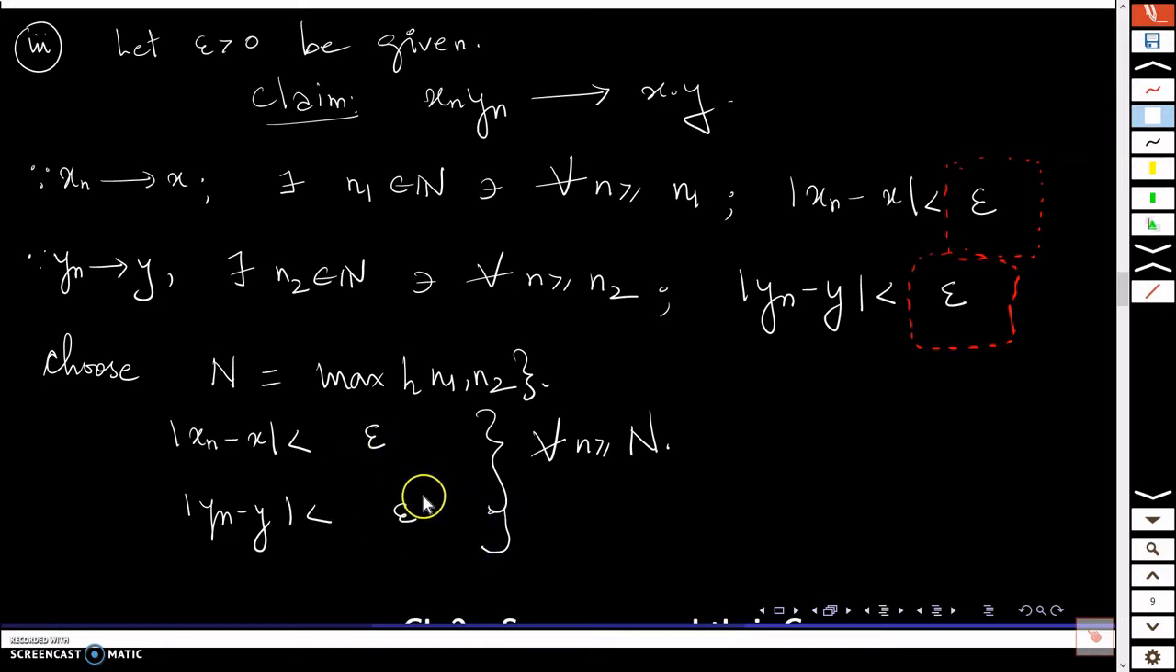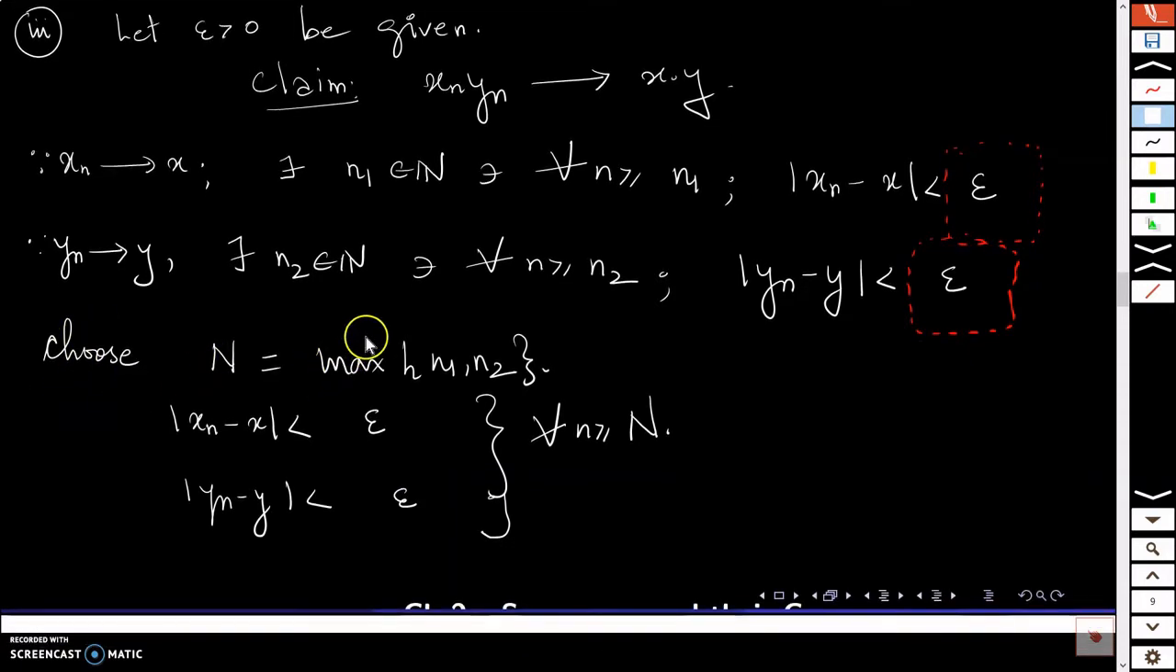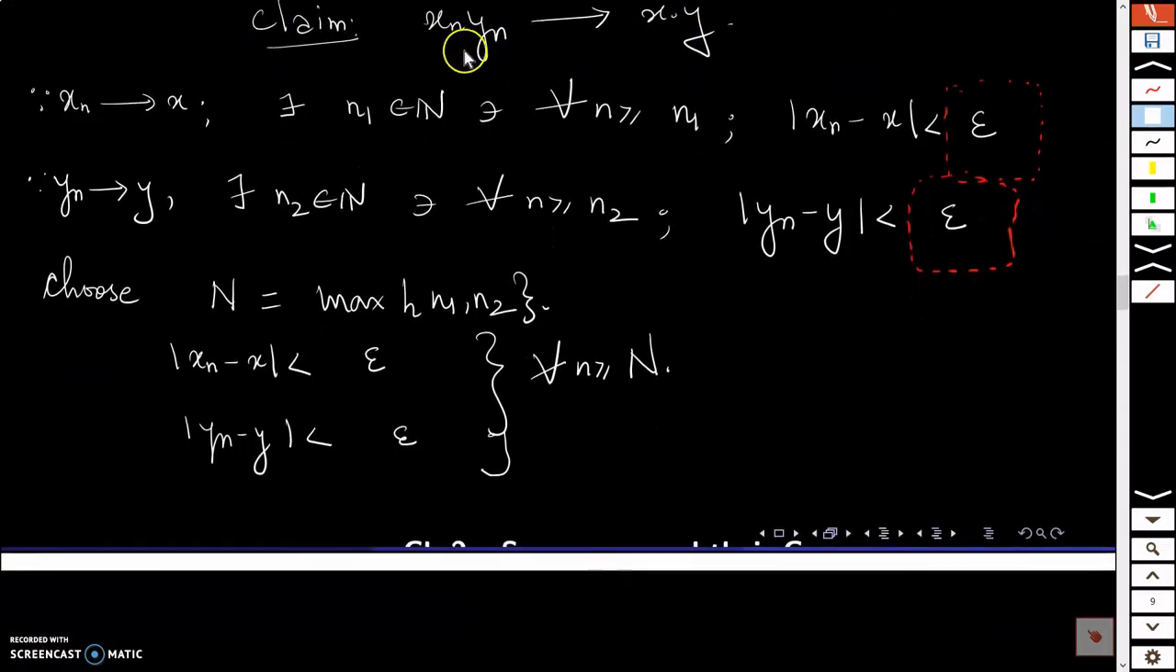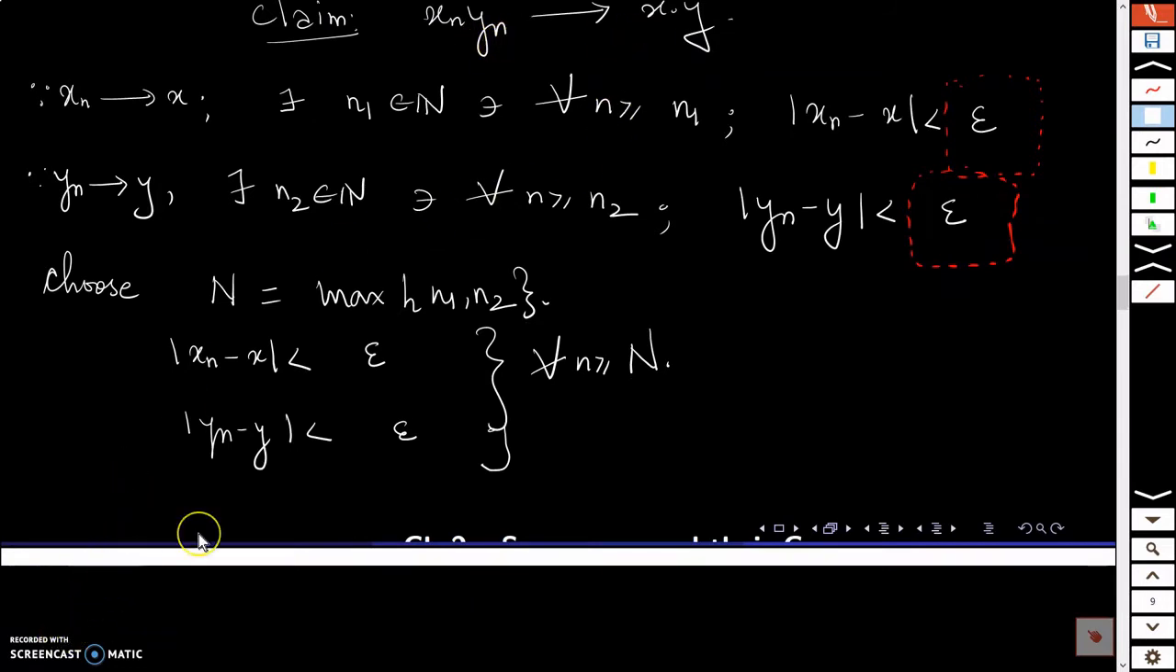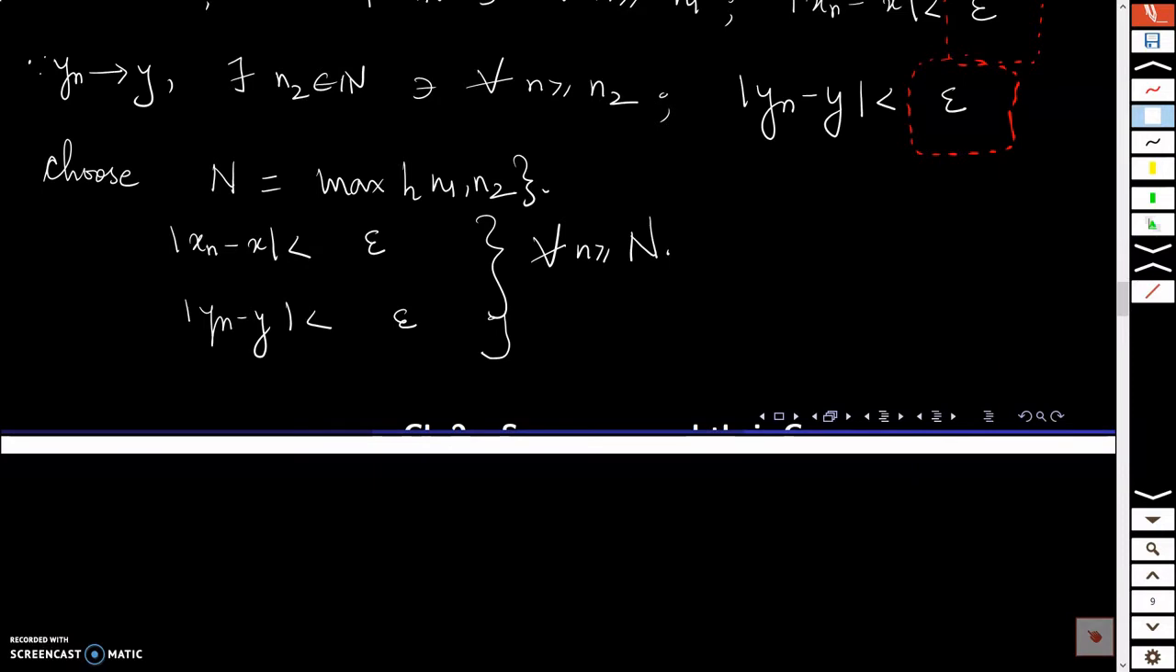Now, this was given to us, xn converges to x, yn converges to y, right? Now, we want to prove that xn yn converges to xy. That means I have to look at the estimate xn yn minus xy. I have to estimate this, right? Now I know that xn minus x can be made less than epsilon, and yn minus y can also be made less than some epsilon, right? So these two I have. I can mark this condition as something, let's say star.